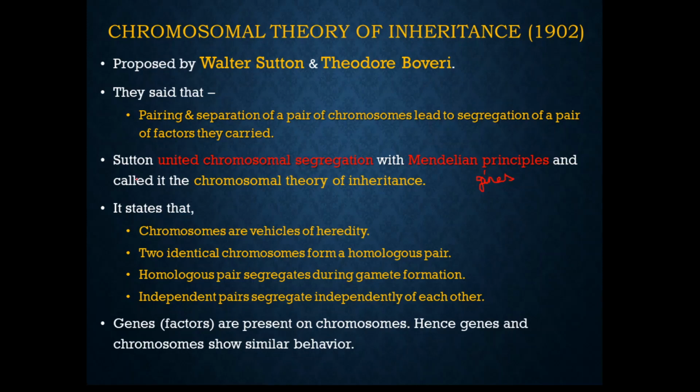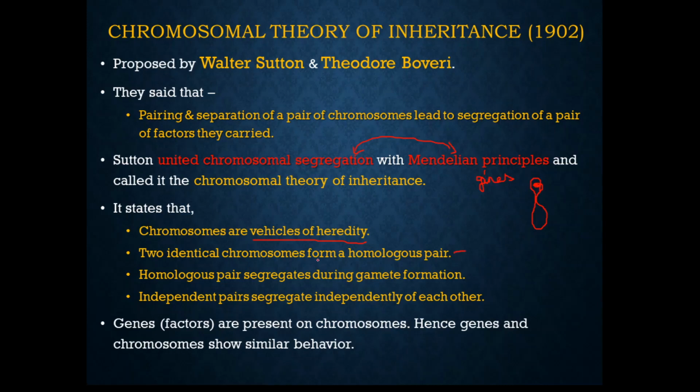But here, through Sutton's work, we see that chromosomes are also segregating. Since these two are working in a similar way, they identified that these genes are present on the chromosomes. These chromosomes are carrying the genes in them. There are so many genes carried on the chromosomes, and they call this the chromosomal theory of inheritance. This chromosomal theory of inheritance states that chromosomes are vehicles of heredity, vehicles of genes which are carrying the heredity, and two identical chromosomes are called homologous chromosomes, and they form a homologous pair of chromosomes.